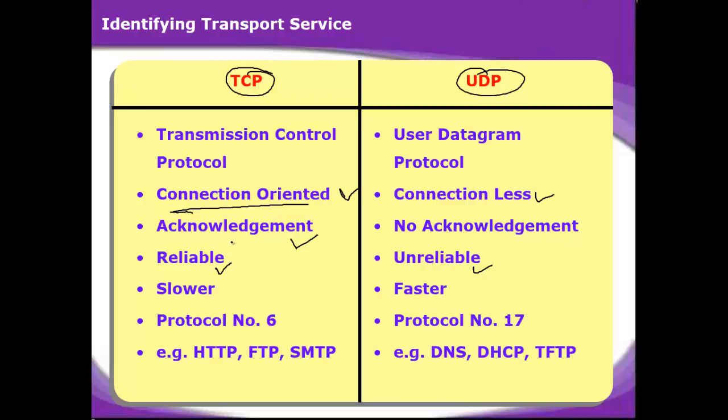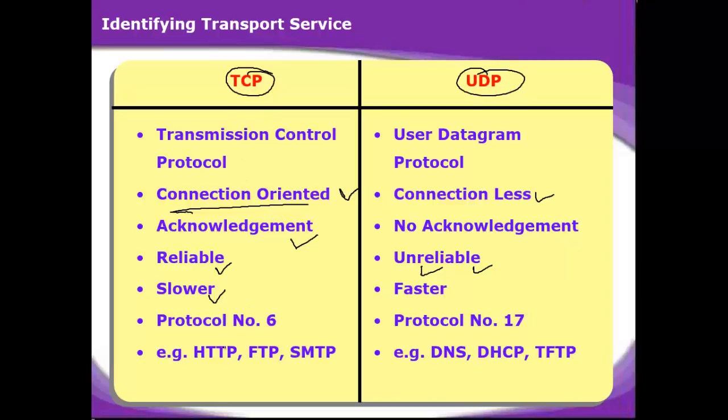But due to using sequence numbers and acknowledgements, it is slower, of course. It has some overhead involved in the transmission, whereas UDP is faster. So unreliable does not mean that it is not good, or that it is good. It depends upon the kind of application and the use you are going to make.